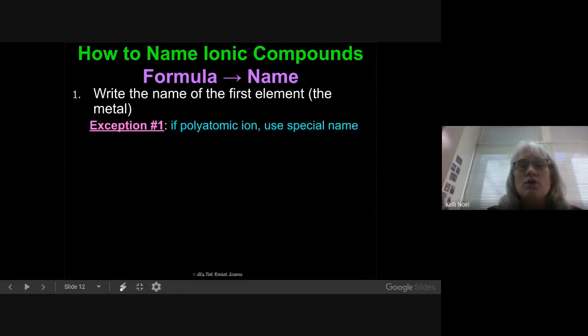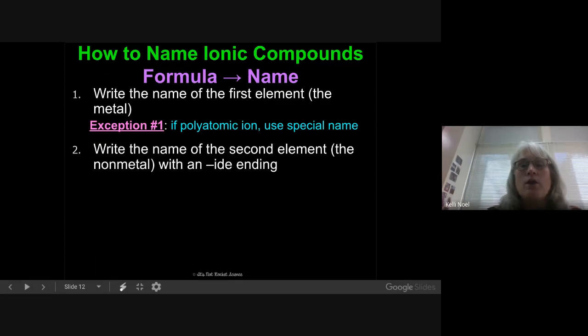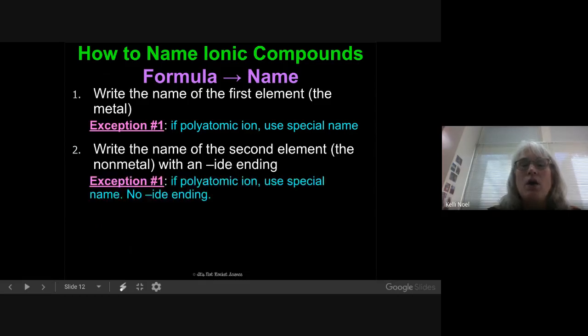And that will be an exception to this. So you're going to use a special name if it's a polyatomic ion. You're going to write the second element, the nonmetal with an IDE ending, or, this is the exception, the polyatomic ion, you're going to use the special names. Only one of them, I think, has an IDE ending. It's hydroxide. But most of them have a little bit different ending. They have a special name, and you'll use that name.